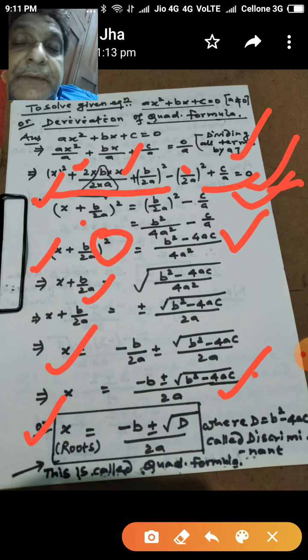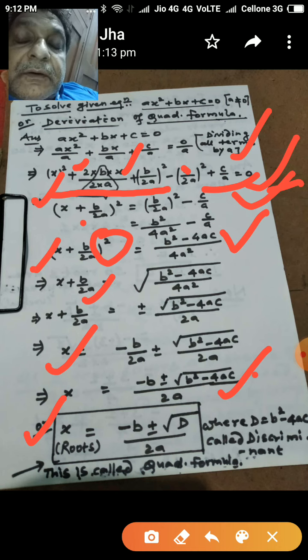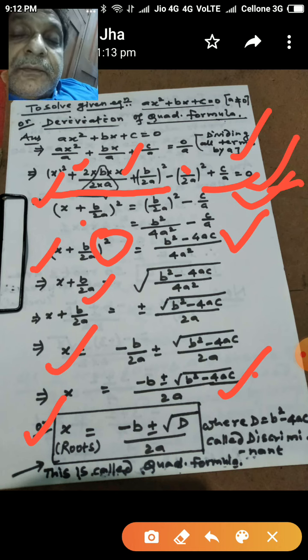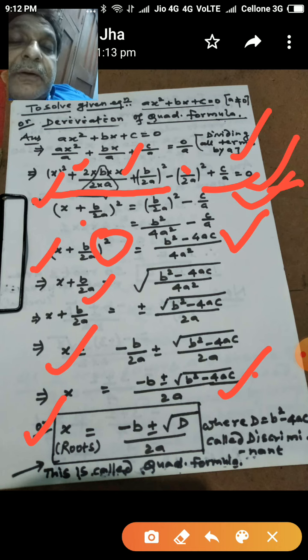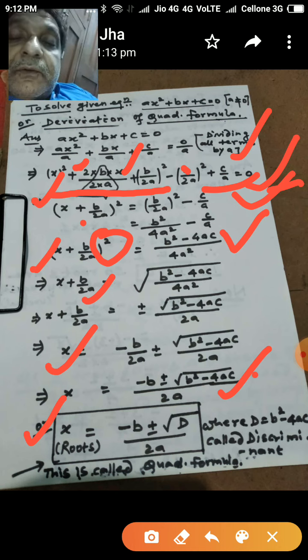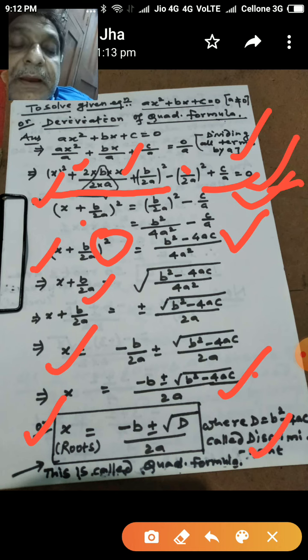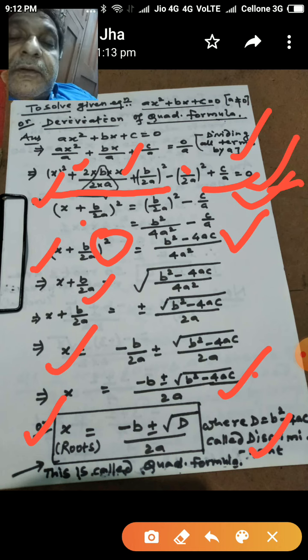So if we separate these, then there are two forms of x. One is x equal to minus b plus under root D by 2a, and another is x equal to minus b minus root under D by 2a. So this formula is popularly known as the quadratic formula.